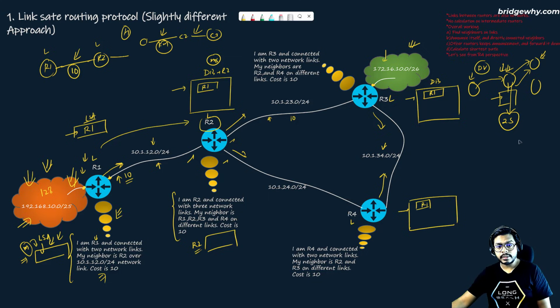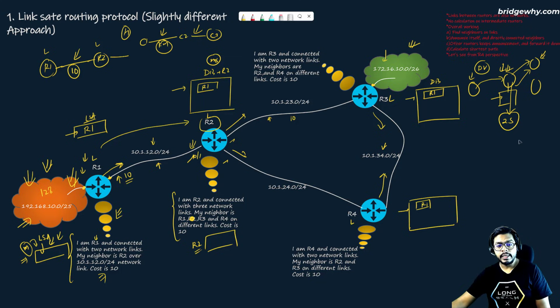And it has calculated that it has neighbors R1, R3, and R4. Of course, R2 is not the neighbor because R2 is this router itself. So it is saying my neighbors are R1, R3, and R4 on different links. So on this link, right, maybe it's a 0/1, we have the 10.1.12.0 network and we have connectivity to R1, right?